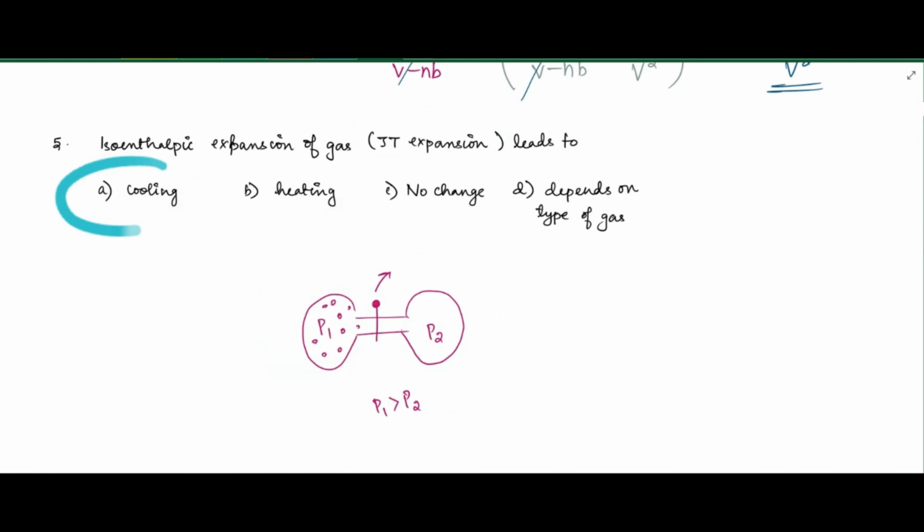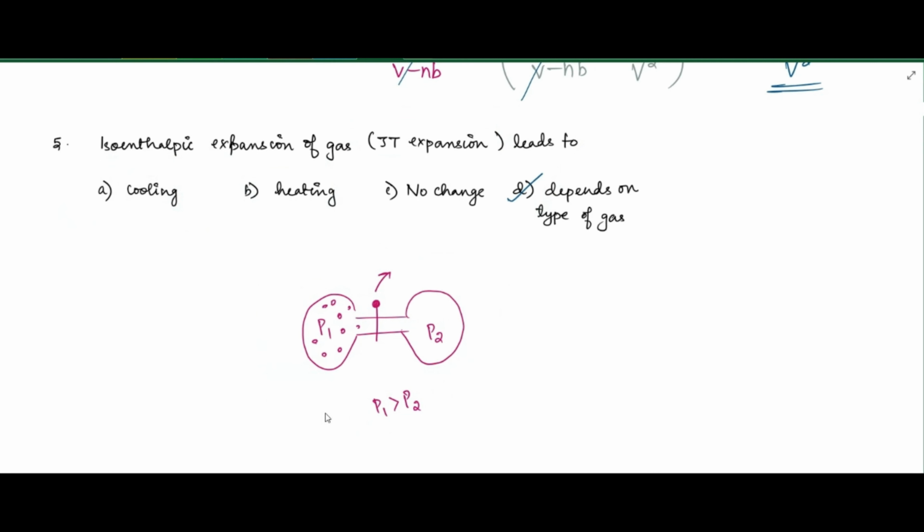In 90% of cases cooling takes place, but there are only 2 cases, usually hydrogen and helium, where heating takes place. So they are asking what happens in an isenthalpic process. It's not always cooling. In exceptional cases it is cooling or heating depending upon the gas. So the correct answer to this question is option D.